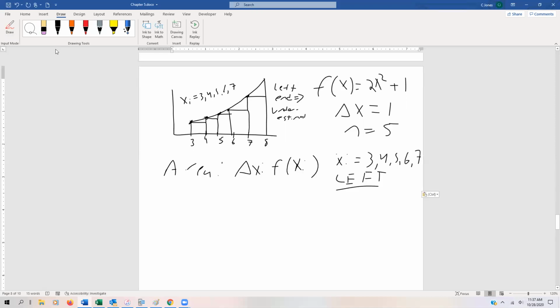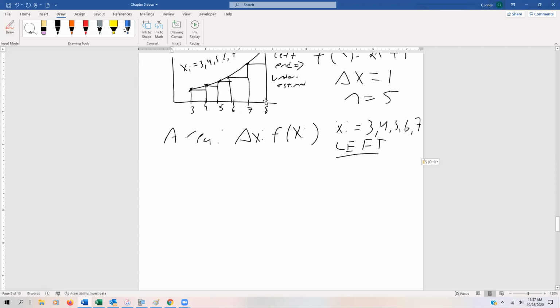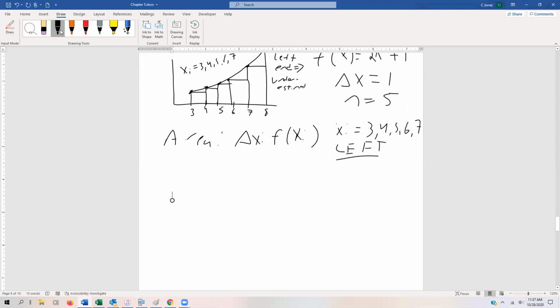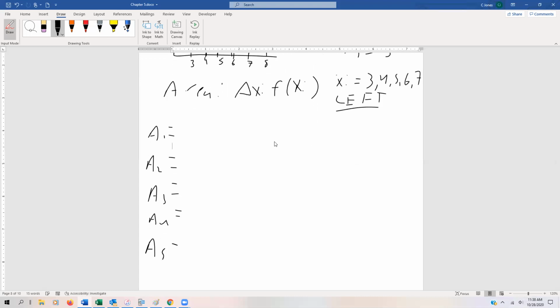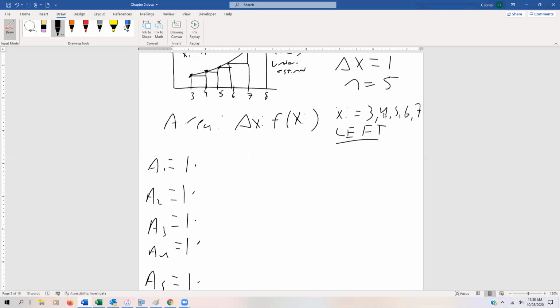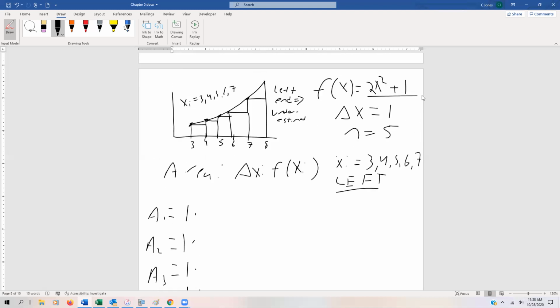Let's get area 1, area 2, area 3, A1, A2, A3, A4, and A5. We need 5 because we have 5 rectangles. It's going to be delta x, and remember delta x sub i is 1 for all of these. Delta x sub i is always going to be the same in all of these Riemann sum problems.